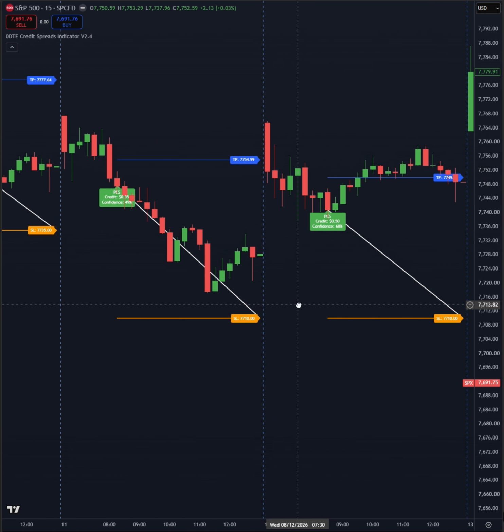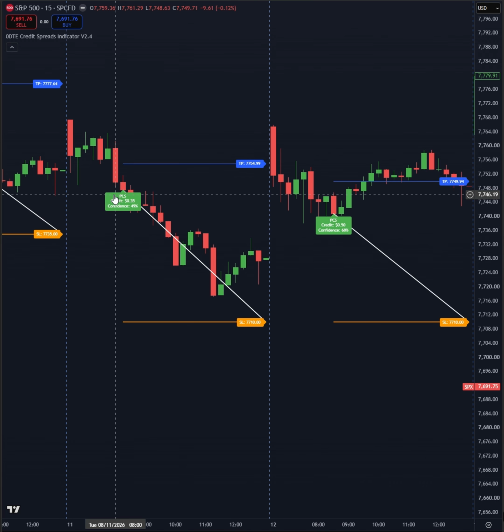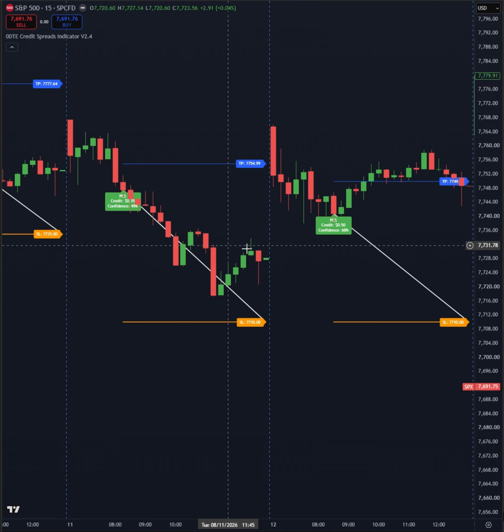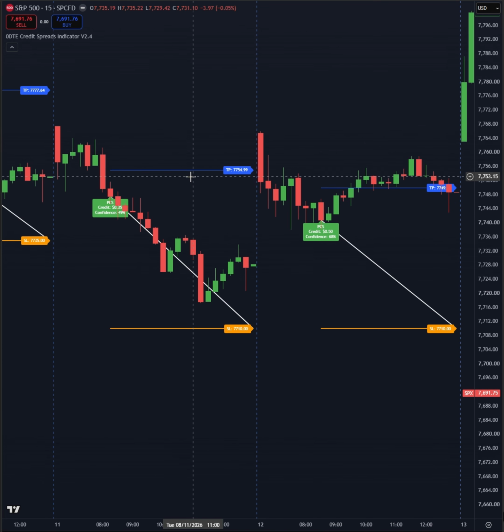So you can see, for example, this was the old way. Let's say a put credit spread was fired here, and one was fired here. Looking at how price ended the day, these were actually both winners. But if you set your take profit for partial at about 70%, you'll notice that price never touches here. Price touches here, but not here. So if you're looking at this, you're like, oh, that's a loss.